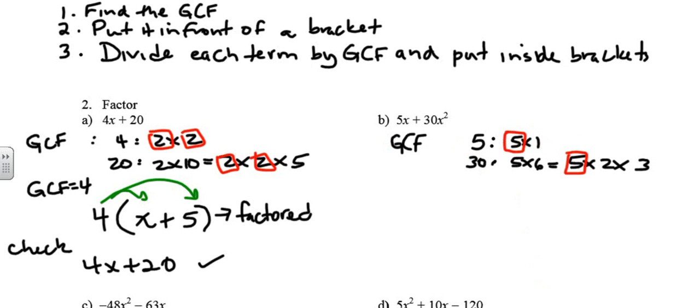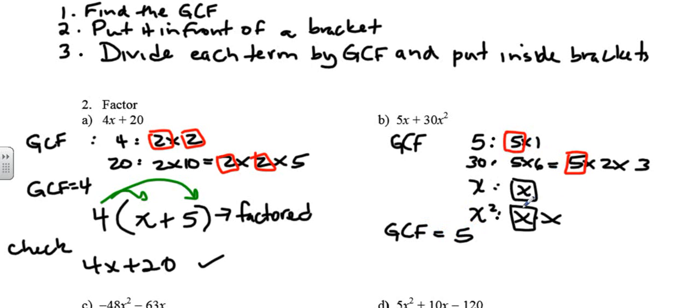And we've also got a situation where we've got common letters. We've got an x and an x squared. So that can be just written as x. X squared can be written as x times x. And then we have a common, oops, wrong color, but you know what I mean. We have a common x. So the GCF in this case is 5 times x.